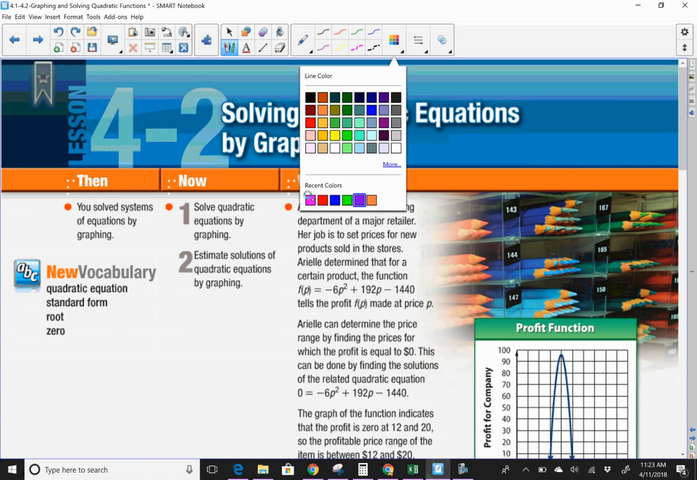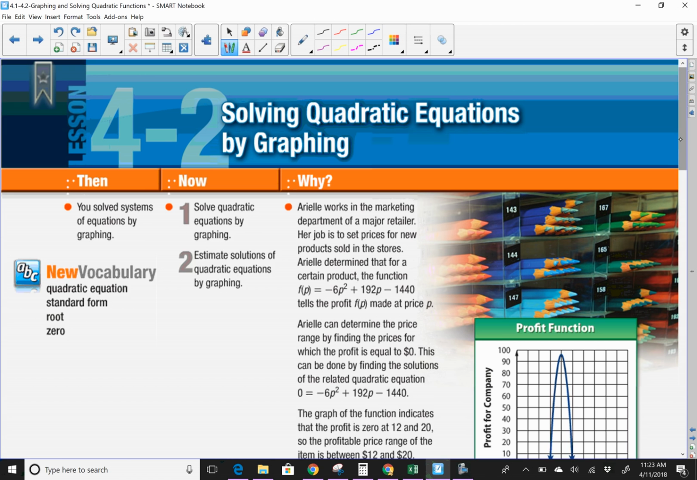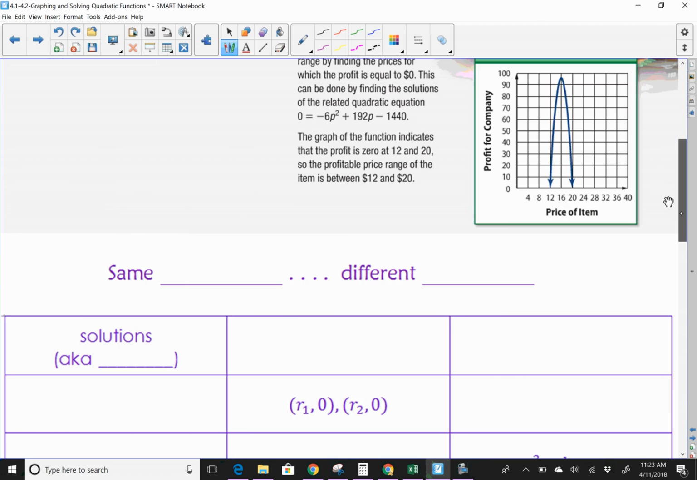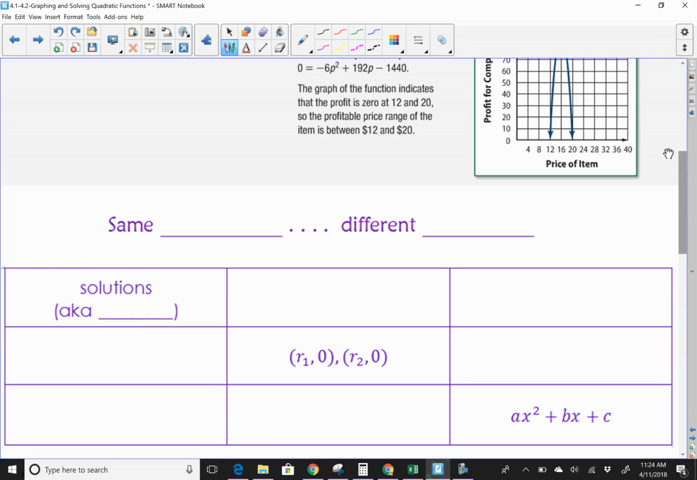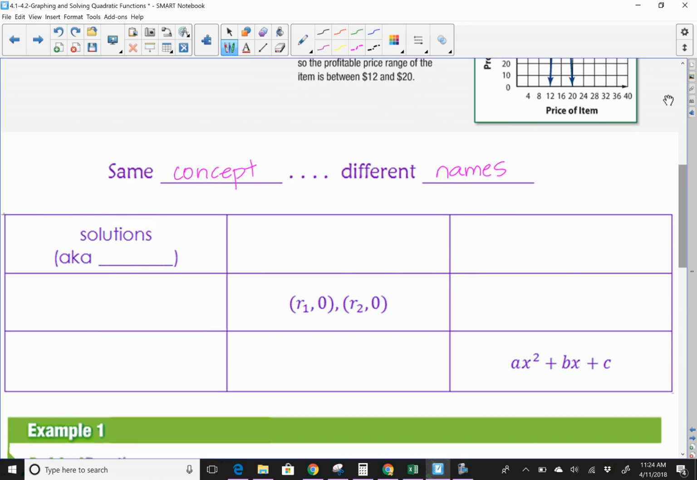And in 4.2, we're talking about solving quadratic equations by graphing. And one of the very important things you've got to understand about quadratic equations and what we're doing in this chapter is that you have the same concept by different names. You're not there yet, but at some point you will. I myself am the same person, but I am named a teacher, a daughter, a sister, a mother. Same concept, different names. So that's what's going to happen in quadratic equations, and you've got to pay attention to what the question is asking, because it's asking the same thing in different ways.